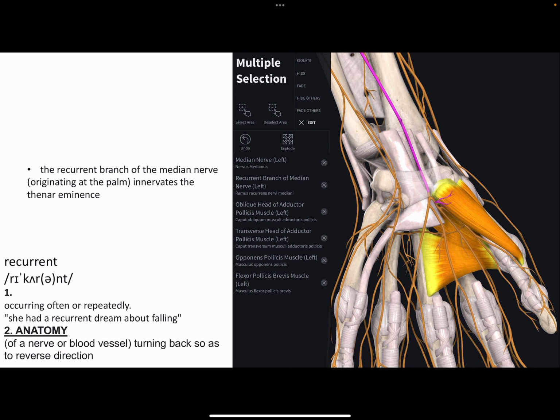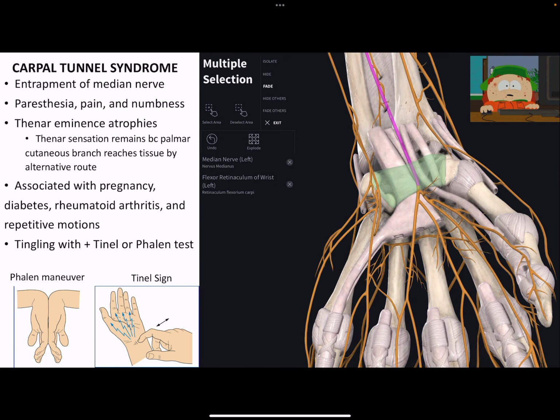Something called the recurrent branch of the median nerve, which is just going to innervate the thenar eminence for all of the intrinsic thumb muscle movements. Again, this is flexion, abduction, and opposition for the thenar and hypothenar eminences. If something's ever recurrent in anatomy, it just means that it's going woo, and then it's kind of snaking backwards. And so this here is kind of going here and snaking back a little bit, which is why it's called recurrent. It sort of turns back on itself so as to reverse direction.